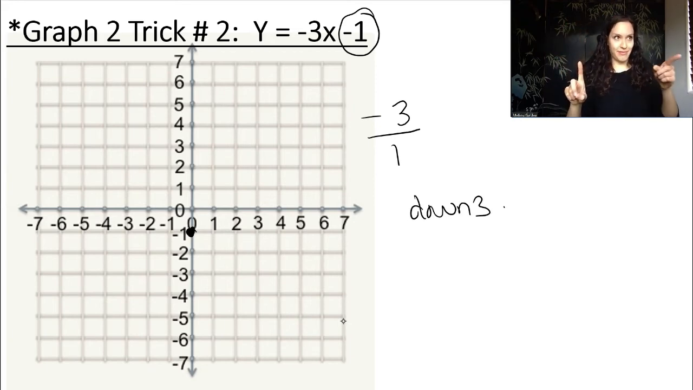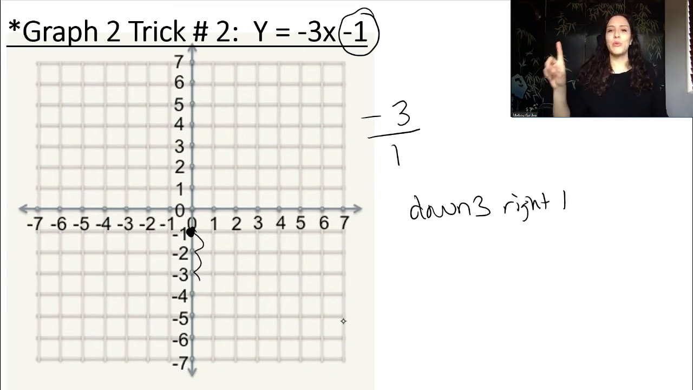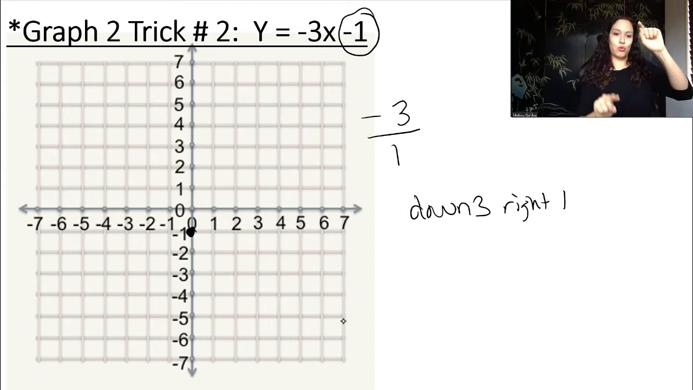Down 3 to the right 1. Okay, so 1, 2, 3. You can go that way, the hoop's on the right, or you can go the other way. It really doesn't make a difference. And then I'm going to go to the right 1. Like you can go up for the loop, or you can go down. It really does not matter. They're just little jumps. Okay.